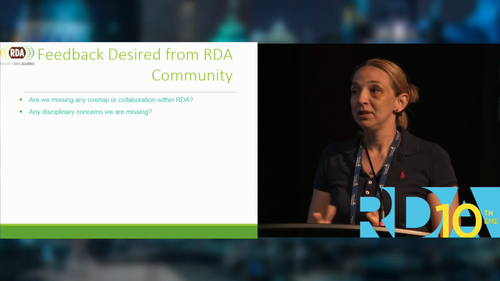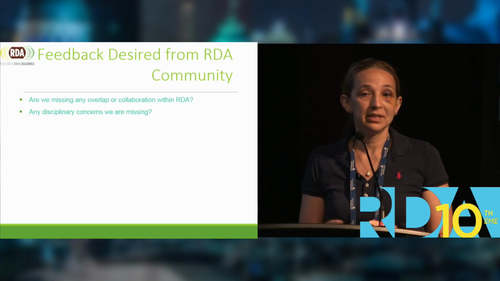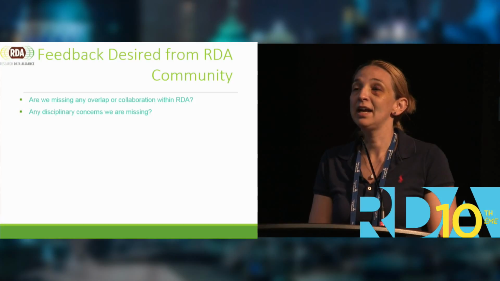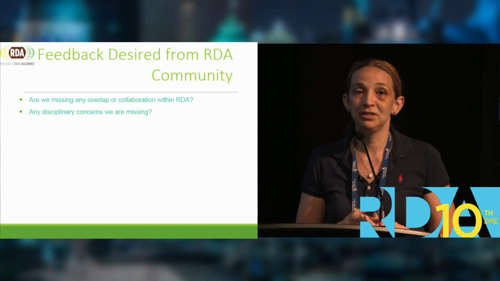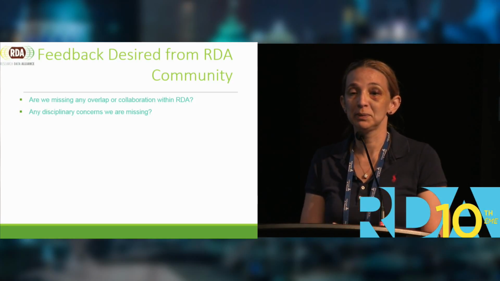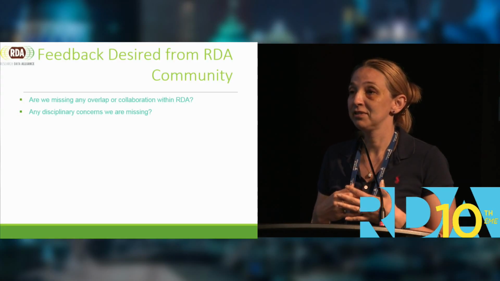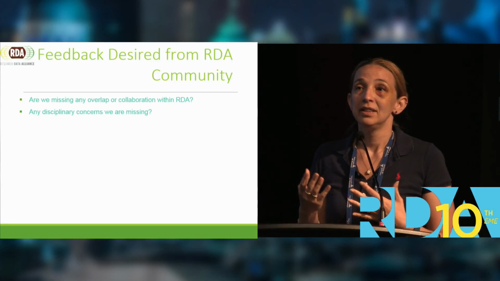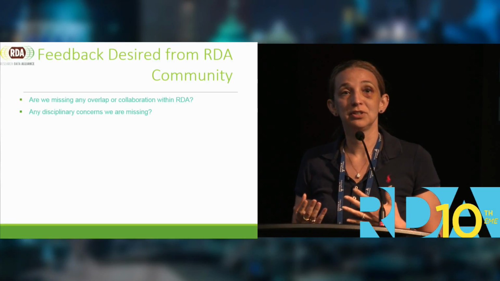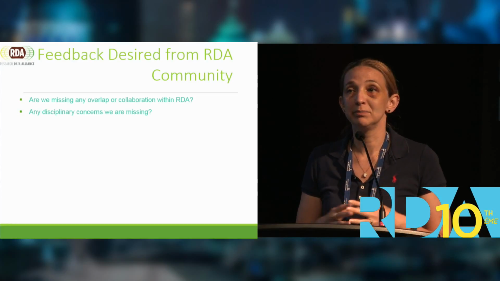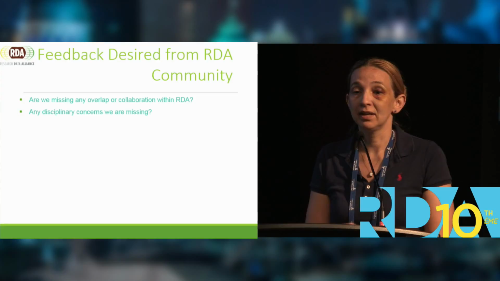So feedback from the RDA community, we still would very much like to know if we're missing any overlap or collaboration within RDA. We are already aware of the metadata groups and the provenance groups and are moving forward with those collaborations. And like I said before, we come from the biodiversity space, so we want to make sure that we're not missing any disciplinary concerns. So feel free to review our use cases and let us know if we're just completely missing a concern from your discipline. All right, thank you.